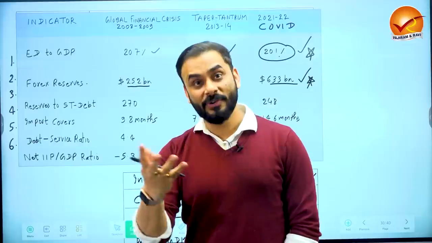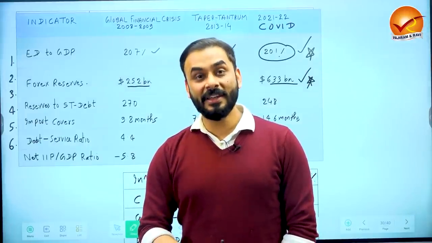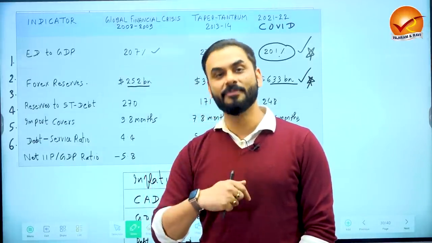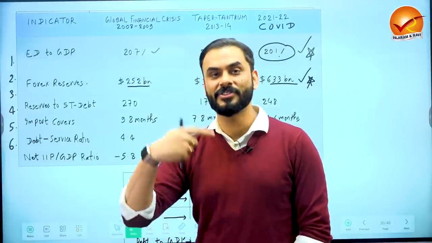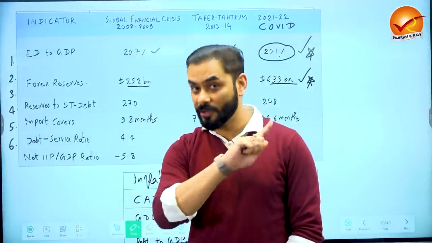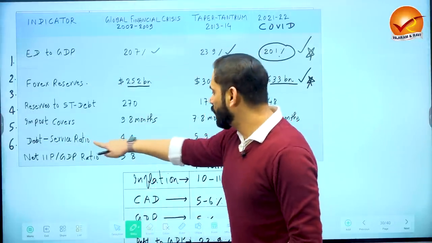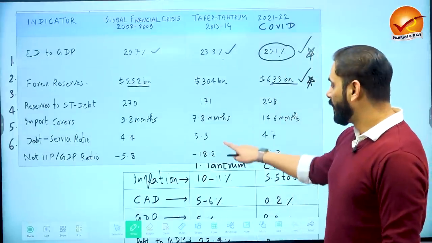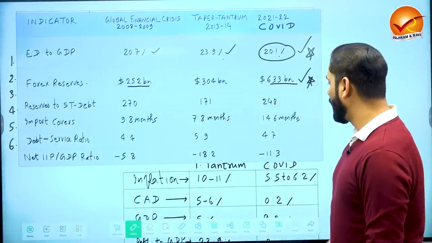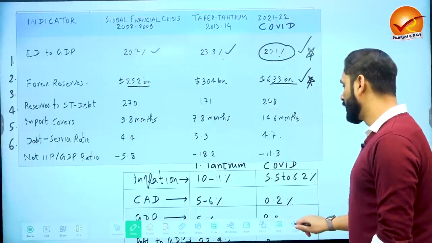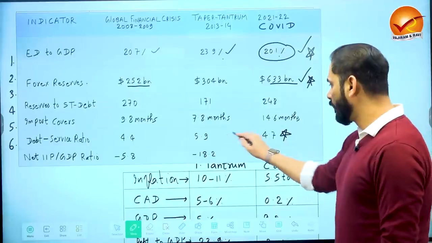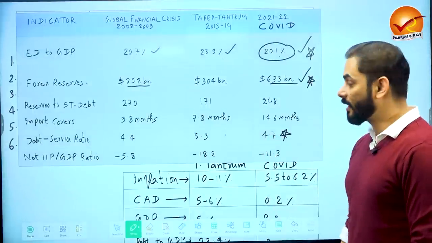So if you borrow more, you have to return more, which means if the debt service ratio is very high, it means the country has taken more loan. Hence, we have to return more interest and more principal, and it's not a good thing. So the debt service ratio of India during the global financial crisis was 4.4, during the taper tantrum 5.9, and during COVID 4.7, right? See, so things have improved compared to the taper tantrum.